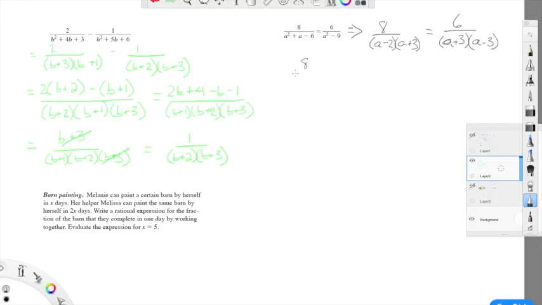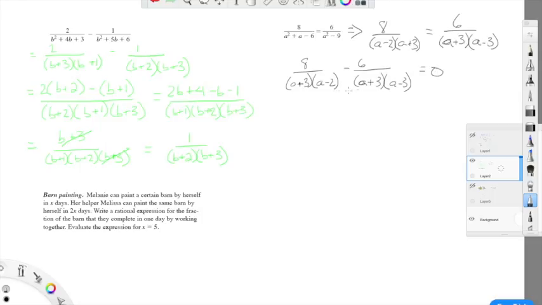Let's take that whole quantity from the right hand side and subtract it over to the left side, so we'll get 0 on the right. We got 8 over a minus 2 times a plus 3, and then that's minus 6 over a plus 3 times a minus 3. Now all of that is set equal to 0.